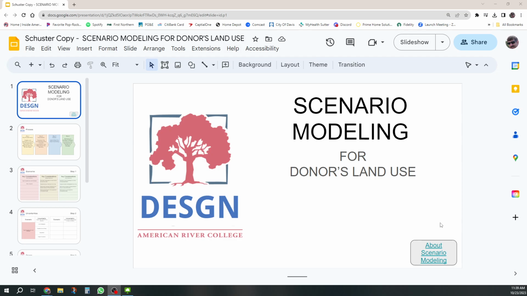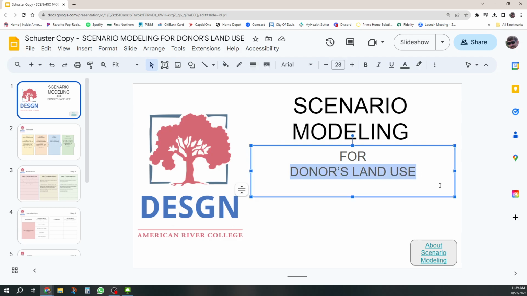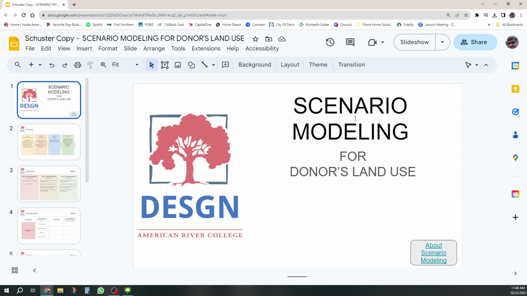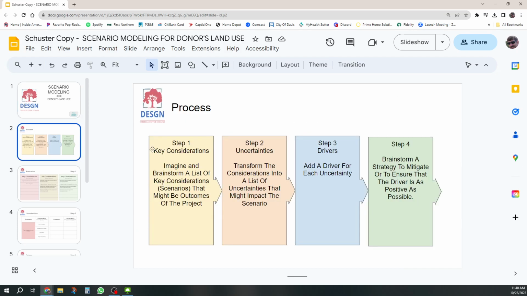And in this case, we're going to look at it for our donor's land use as a case of scenario modeling. If you want to know about it a little bit more, you can read about it down here. But let's take a look and see the process. First, we think up key considerations. This is just an imaginative process.